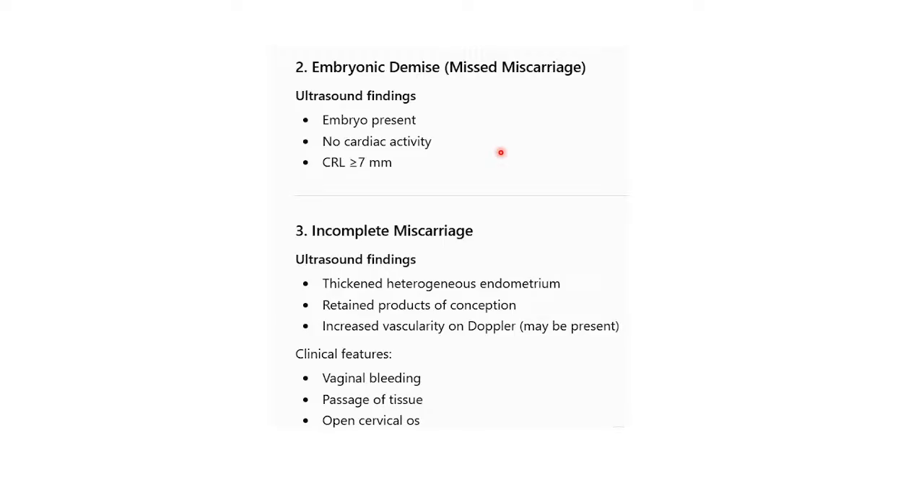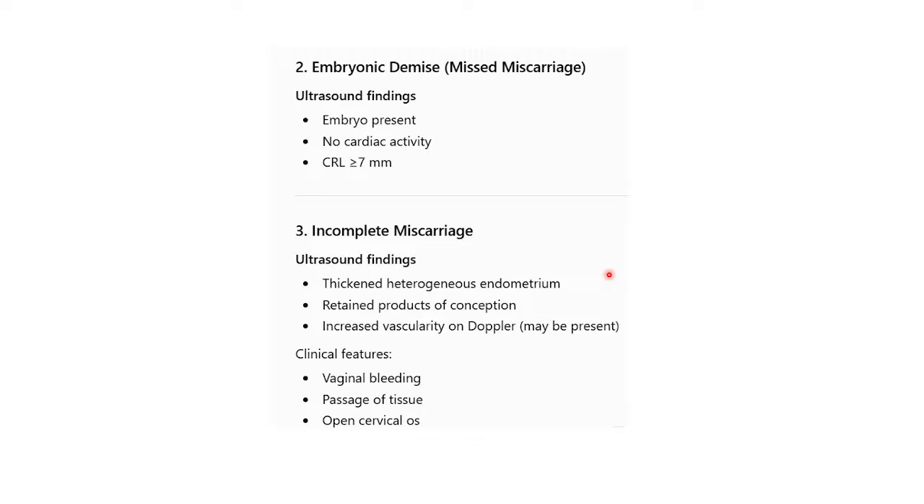So you must make it a point that when you're talking about an embryonic demise or a missed miscarriage, it has to conform to those. The embryo should be present. There should be no cardiac activity, and the crown rump length should be above or equal to 7 millimeters.